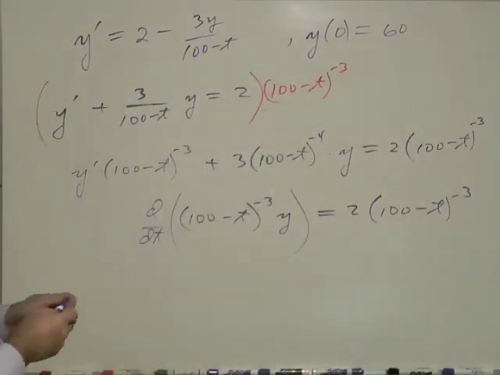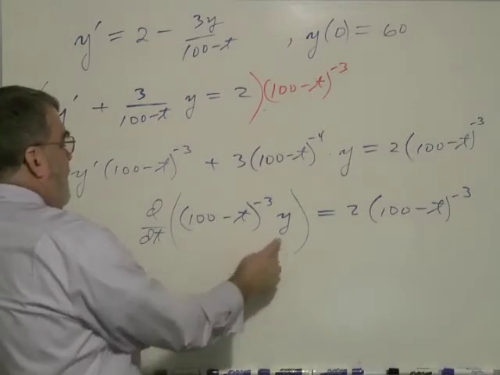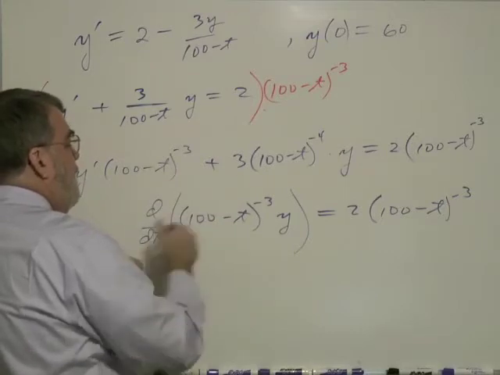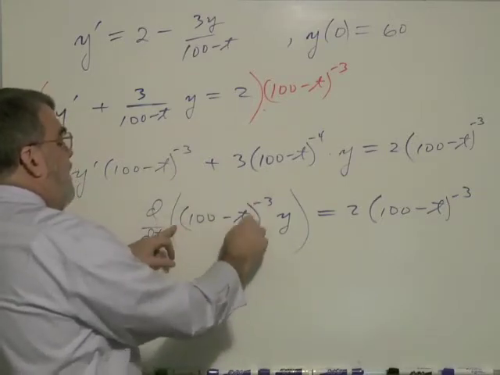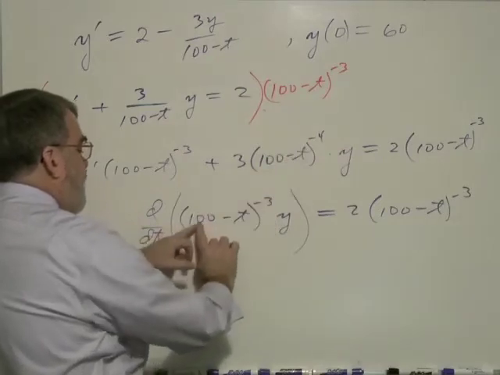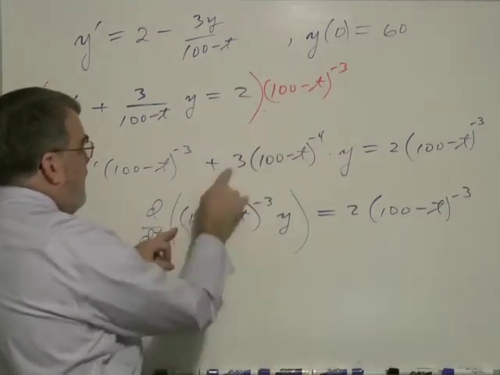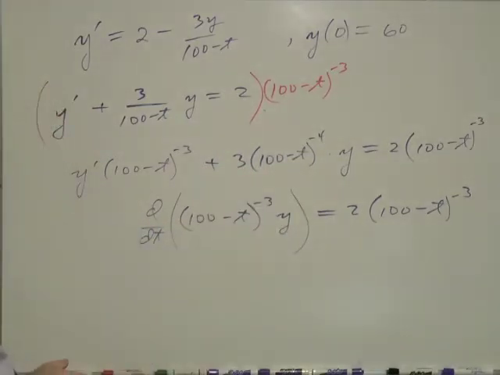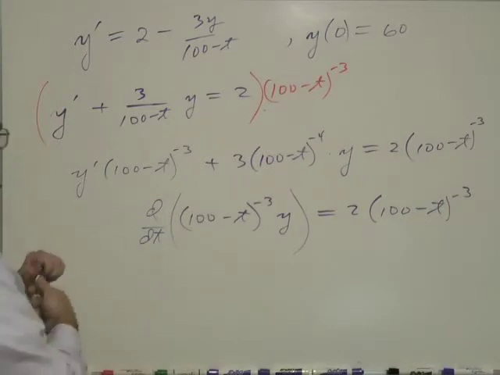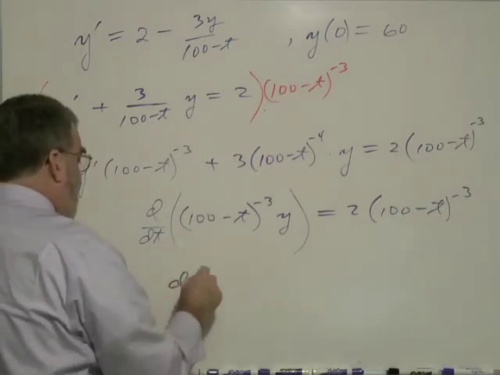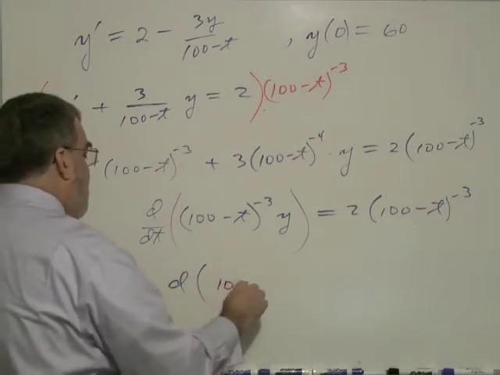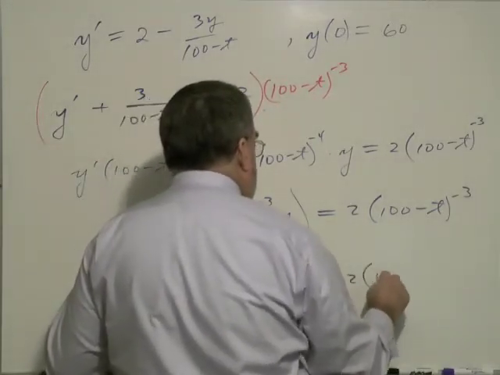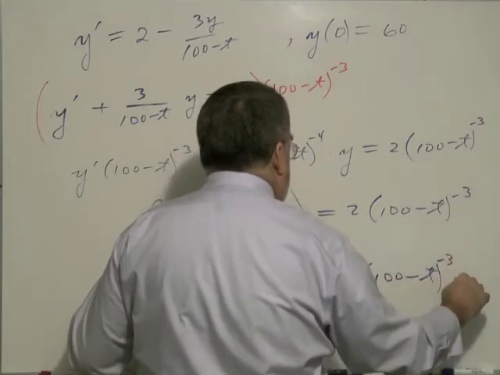Well, let's make sure. If I took this derivative with respect to time, I would get y prime times this factor plus negative 3 times 100 minus t to the negative fourth power, and then by the chain rule, this derivative is minus 1, which cancels that negative 3, so that's positive 3, times the other factor, y. And so we can separate the variables here. The differential of this mess, 100 minus t to the negative third power times y, is equal to 2 times 100 minus t to the negative third power dt.